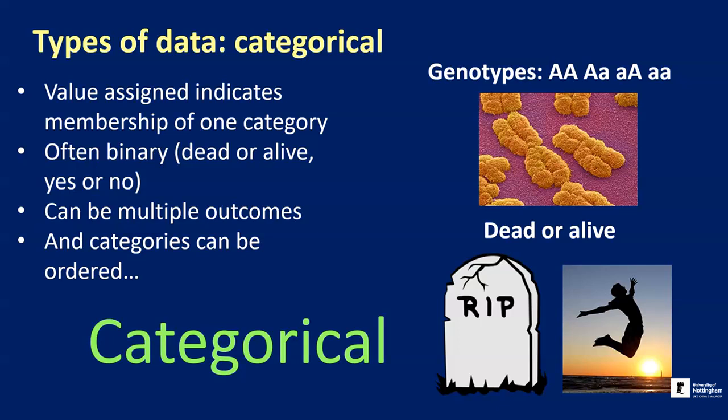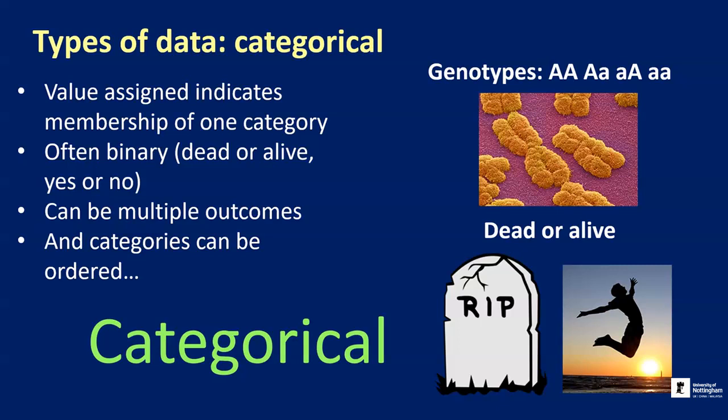Binary because there are only 2 possibilities. So while there might be many different genotypes at a particular locus, for a patient you can either be dead or alive, you can't be anything else. So binary data are just a special example of categorical data. But as you can see, there can be multiple possible categories or outcomes. You might, for example, be measuring patient outcomes on some different scale, not just simply alive or dead.